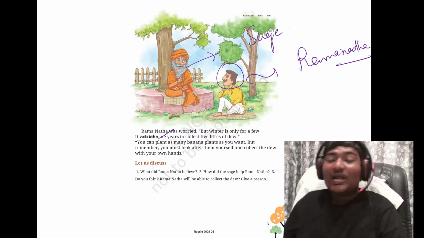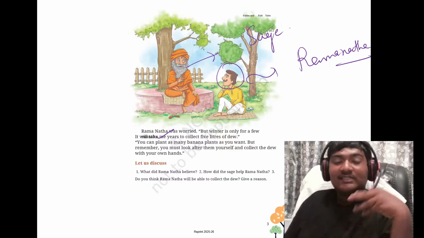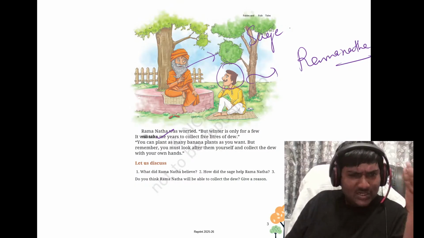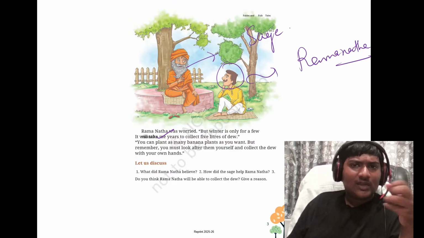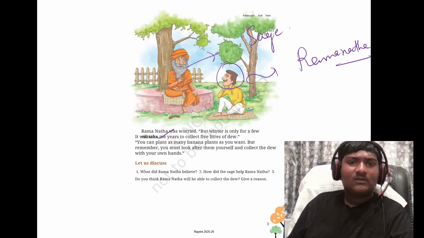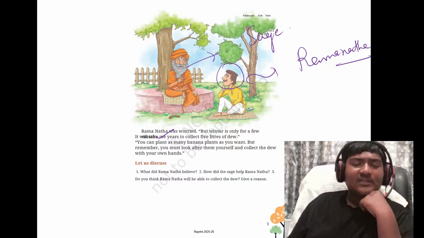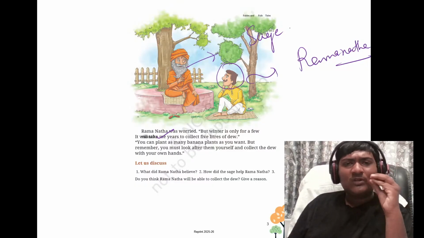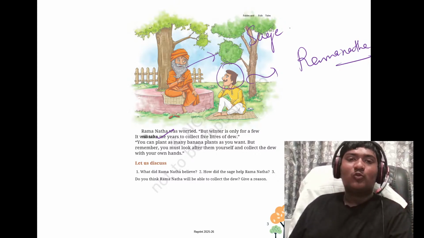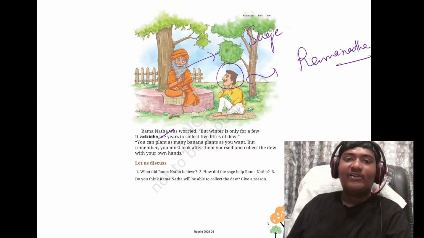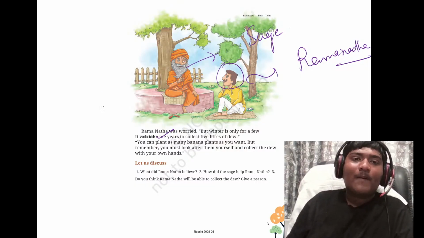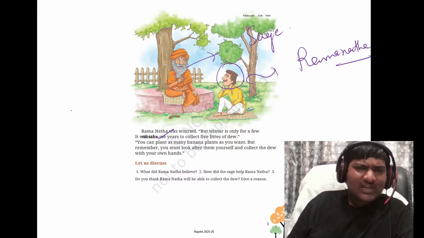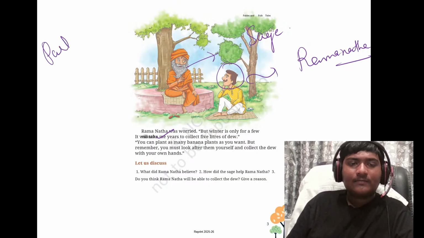So, Ramanatha is asking the sage, winter is only for a few months. How could I collect it? It takes me some years. The sage replied, you can plant as many plants as you want, but I want 5 liters of dew. Okay. Part one is done. Let's discuss and then we'll go ahead to part two.